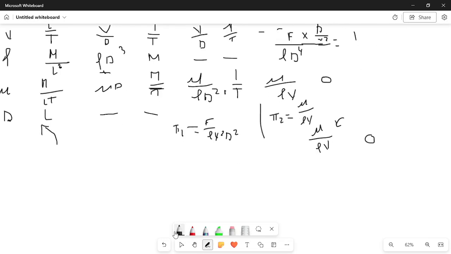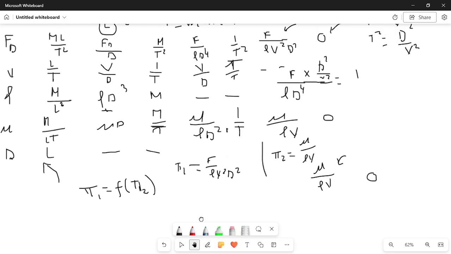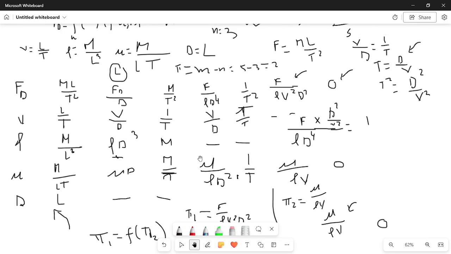We know that pi 1 is this one. You can write it under this form, saying that pi 1 is a function of, let's say, pi 2. Now the reason why it is only pi 2 here, remember, we have shown it from the beginning. When you did m minus n, it told you that you should get 2 pi answers at the end, and these are the 2. If you are getting only 1 answer, you are doing something wrong somewhere.